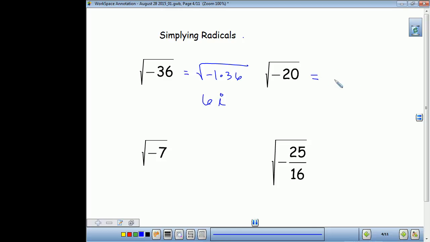Okay, so the square root of 20. Actually, this is the square root of -20, but we're going to think about the 20 just like we did last year. What is the largest perfect square that will divide into 20? 4. So we're going to break this into 4 times 5. But this time, we also have the -1. So what is the square root of 4? 2. Do we know the square root of 5? No, so it has to stay under the radical. What is the square root of -1? i. So this simplifies to 2i root 5.